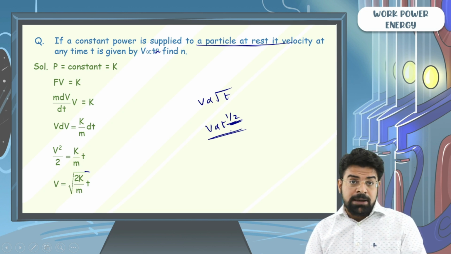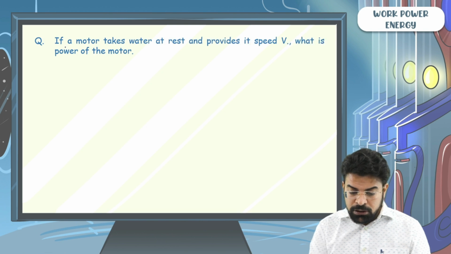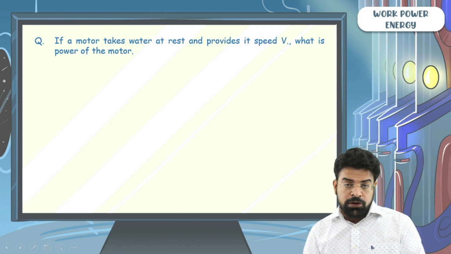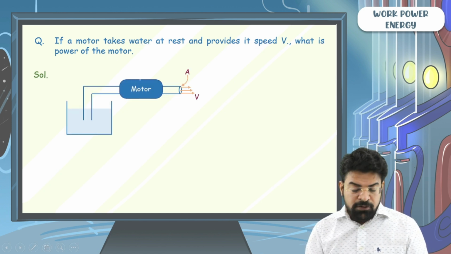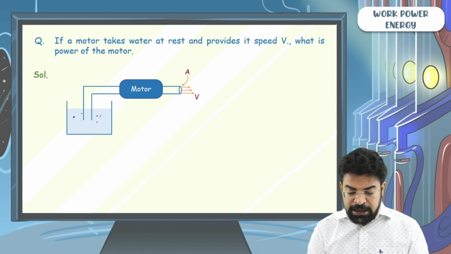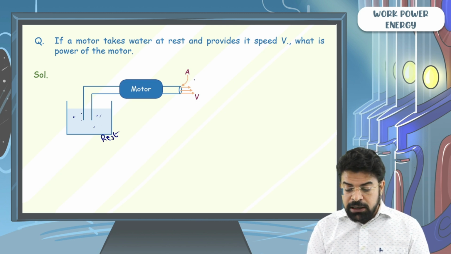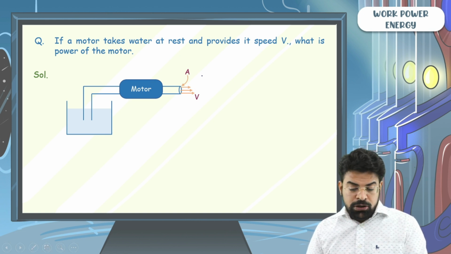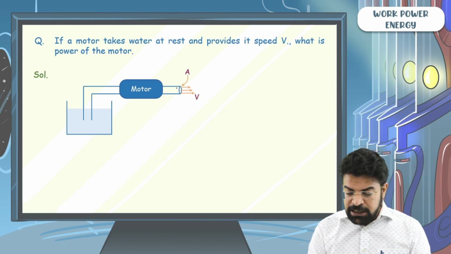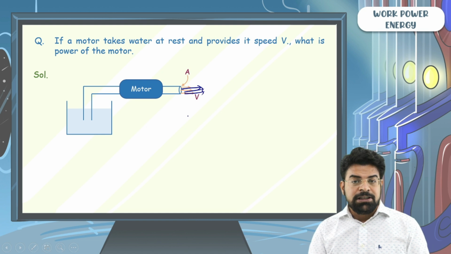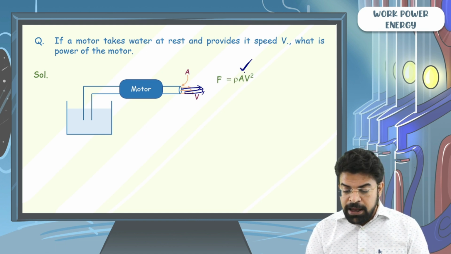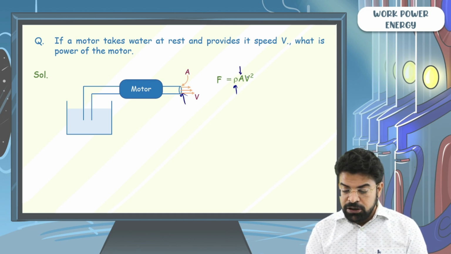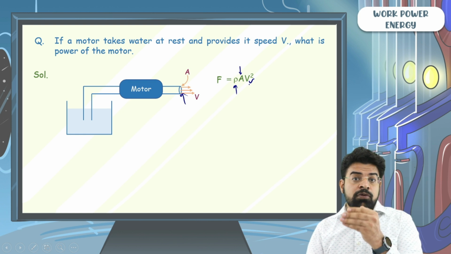Now let's see the next important question that gets asked. If a motor takes water from rest and provides it speed v, what is the power of the motor? Let's say this is our motor. The motor takes water from a tank where the water is at rest, and the motor provides it a speed v. What will be the power of this motor? In the chapter on forces, we have learned that the force required to move this water with a speed v is rho A v square, where rho is the density of the fluid, A is the cross-sectional area, and v is the speed with which the fluid comes out.